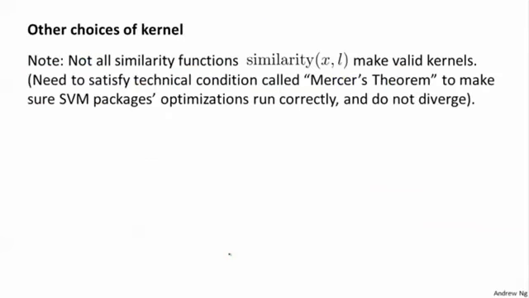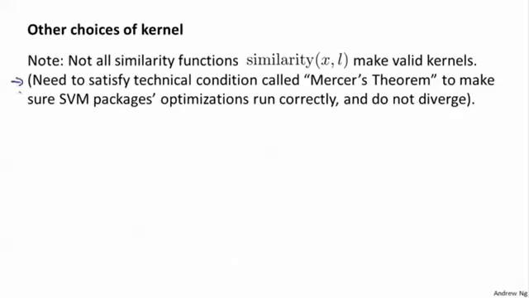When you're applying a support vector machine, chances are by far the two most common kernels you use will be the linear kernel, meaning no kernel, or the Gaussian kernel that we talked about. And just one note of warning, which is that not all similarity functions you might come up with are valid kernels. The Gaussian kernel and the linear kernel and other kernels that sometimes others will use, all of them need to satisfy a technical condition.